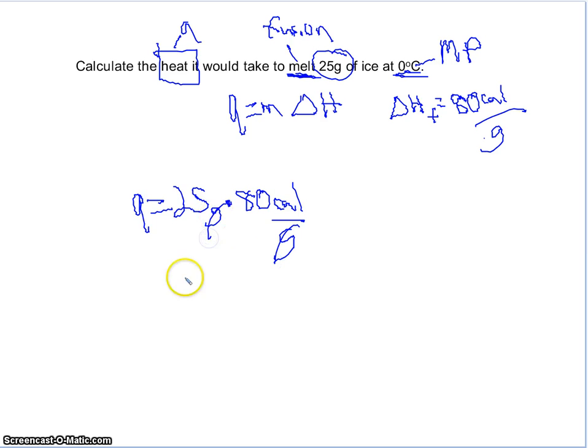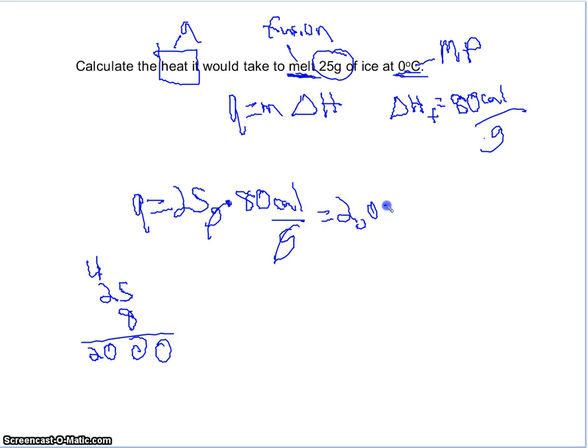See how grams cancels out? Now I just need to multiply this. 25 times 80, 8 times 5 is 40, 8 times 2 is 16, 20. Add an extra 0 from the 80, gives you 2,000 calories. Notice that's little c. Big C would just be 2 calories, because that's the calorie they use in food. It's actually 1,000 little calories.